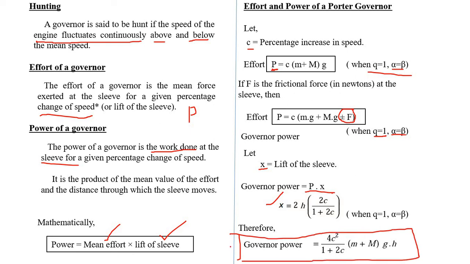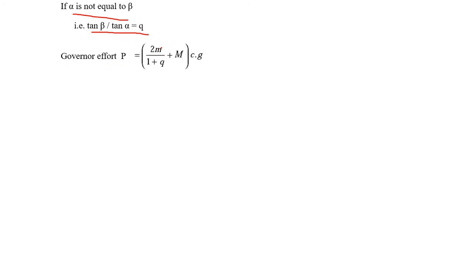When alpha is equal to beta, Q is equal to 1. That is the condition where both terms are equal. When alpha is not equal to beta, that means tan alpha, tan beta divided by tan alpha is equal to Q. What is the effort of alpha? P is equal to P into P plus Q plus M into C into G.